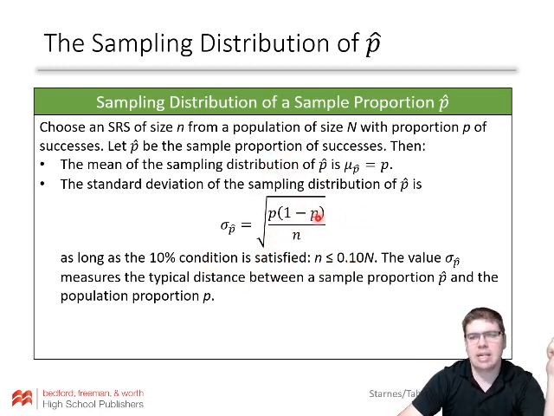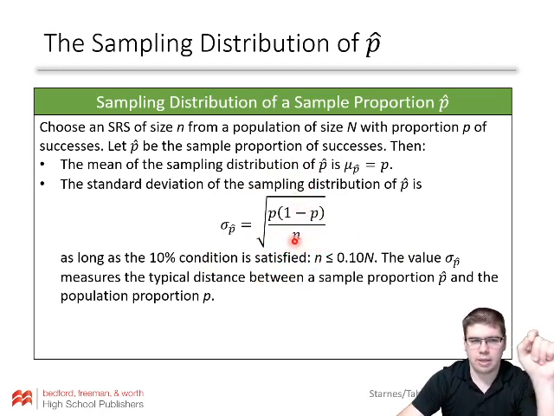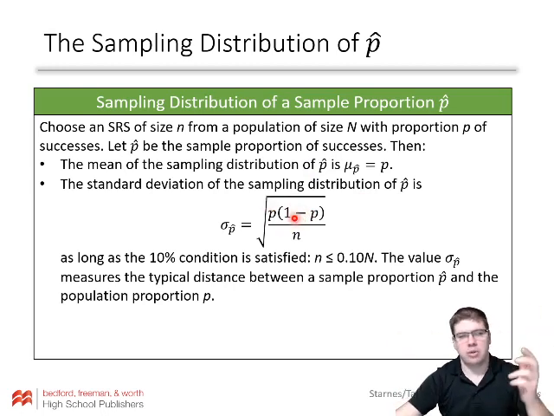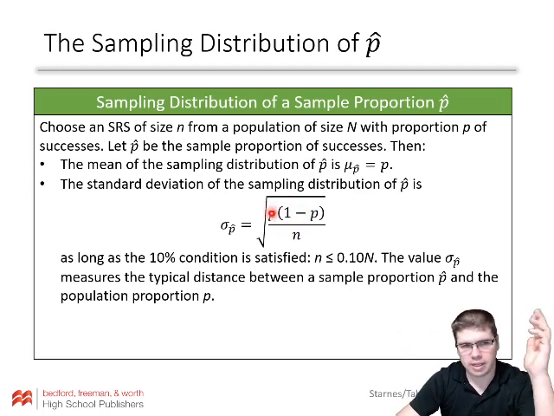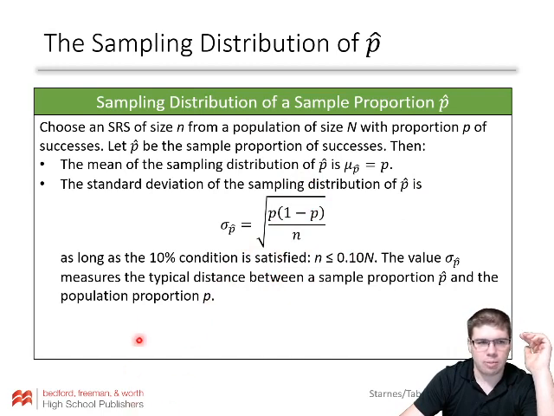And this does exactly what we want it to do. When we plug in a bigger n, the standard deviation gets smaller. If p is closer to 0.5, that standard deviation gets bigger, and the closer p is to 0 or 1, it gets smaller. So it behaves just like we would like it to, and we can look at how it relates to that binomial standard deviation.